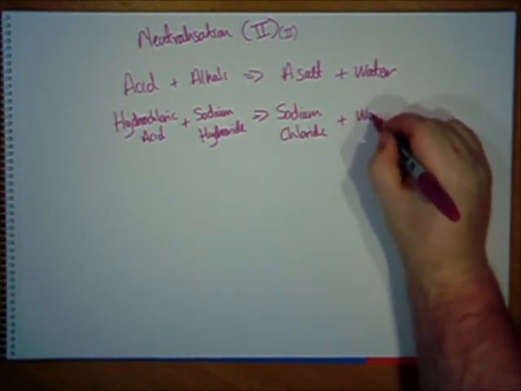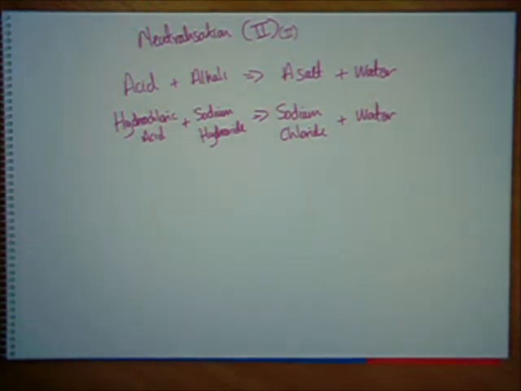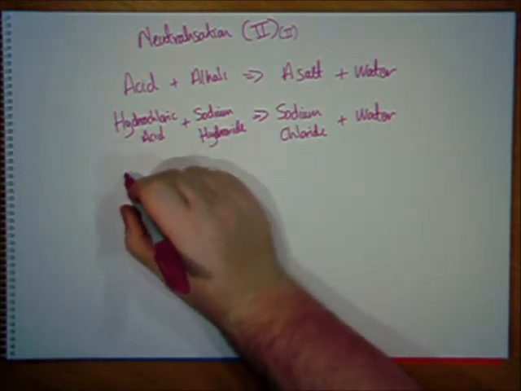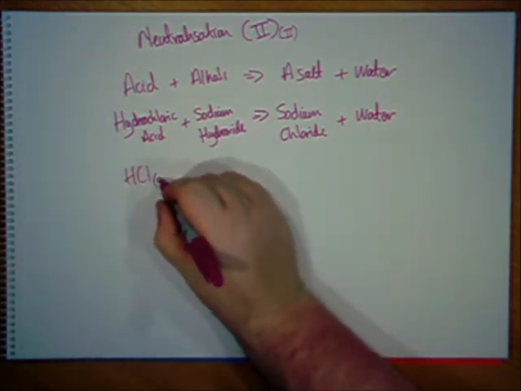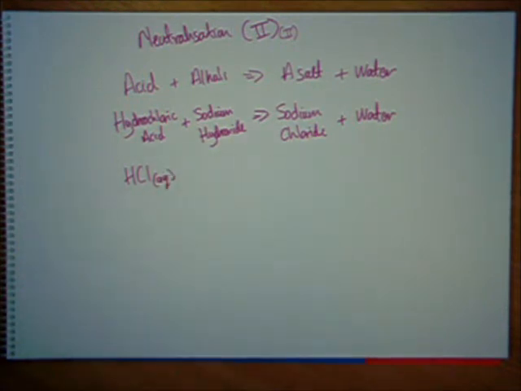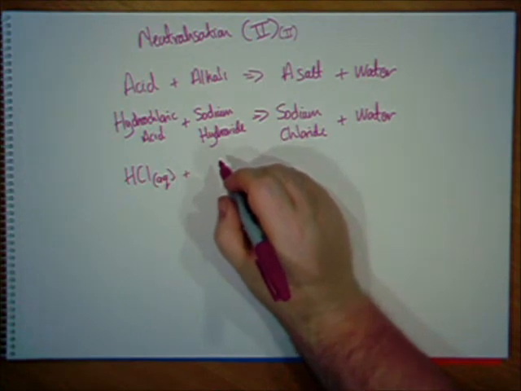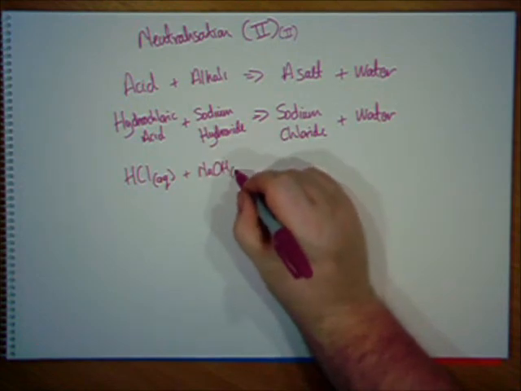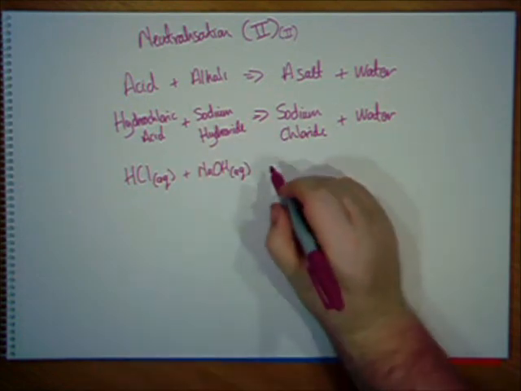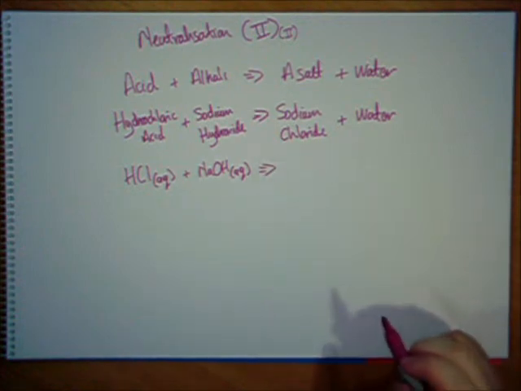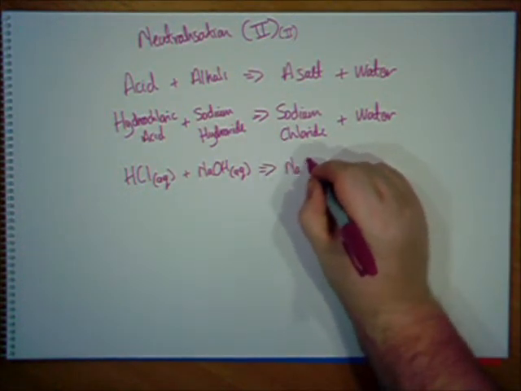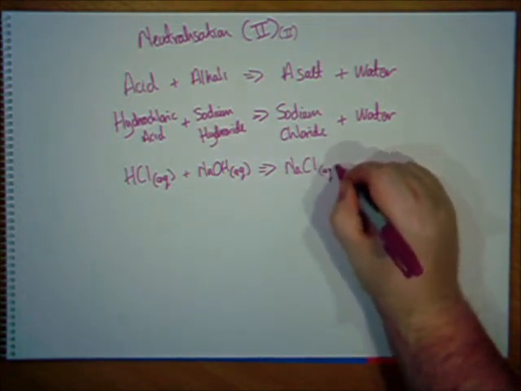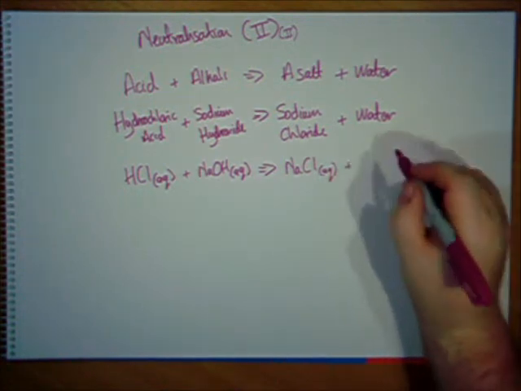And of course water. Now the balanced symbol equation, just as we did last time, hydrochloric acid is still HCl. It's still a solution, so it has the aq symbol. Sodium hydroxide, again soluble in water, so it's aqueous in solution, makes sodium chloride, NaCl, and NaCl, salt, dissolves in water, so again aqueous and H2O.